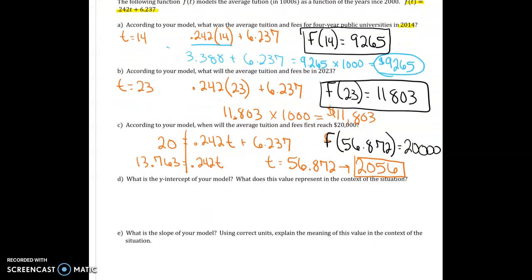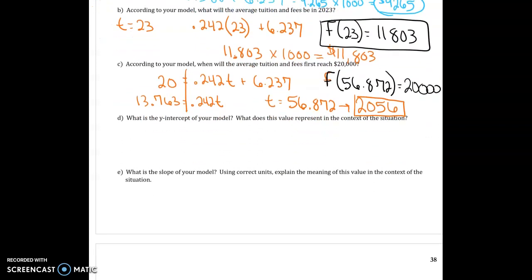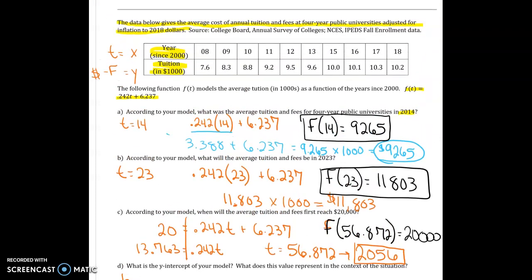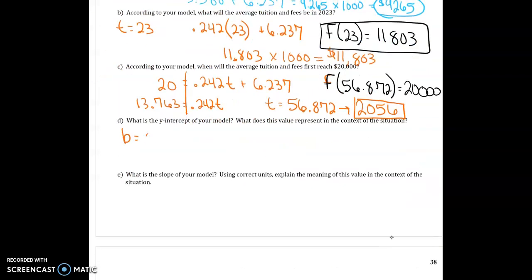All right, let's go and talk about the next two questions. So what is the y-intercept? Remember, the y-intercept is b. B is by itself. That b value is that 6.237 right here. Remember, that's our beginning amount because it's the y-intercept, and y represents tuition.